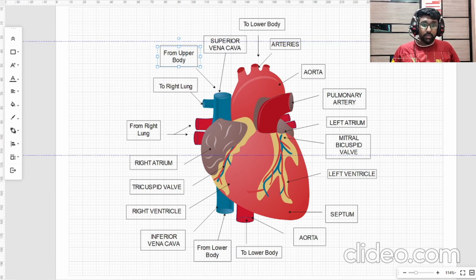And then we'll move on to the left side of our heart. The last part was the right side. Now we'll move on to the left, where we see here we have the aorta. The aorta is by far the most important part of a heart, because the aorta is actually the main artery. Artery means blood flows out from the heart.